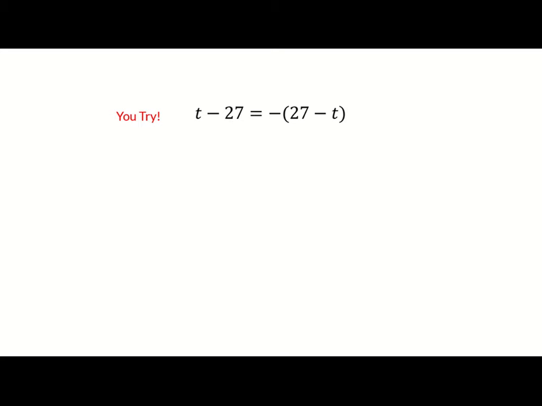It is time for your first U-try. Please pause the video and attempt the problem t minus 27 equals negative times the quantity 27 minus t. When you have an answer, resume the video to check it.